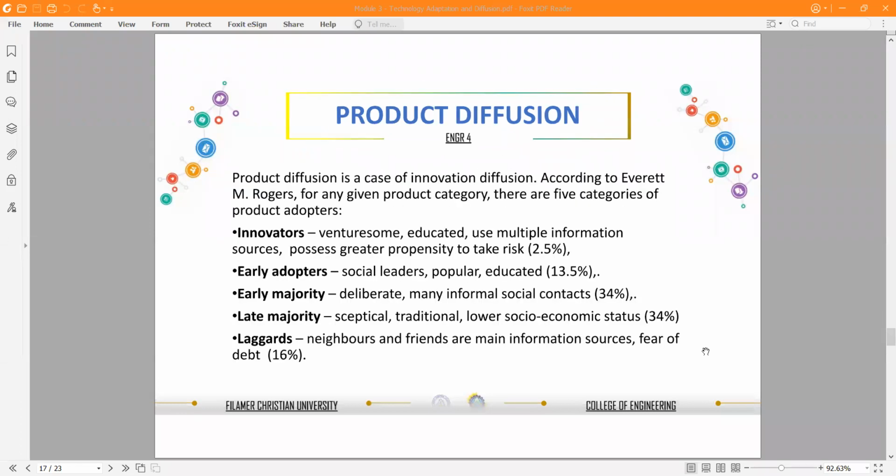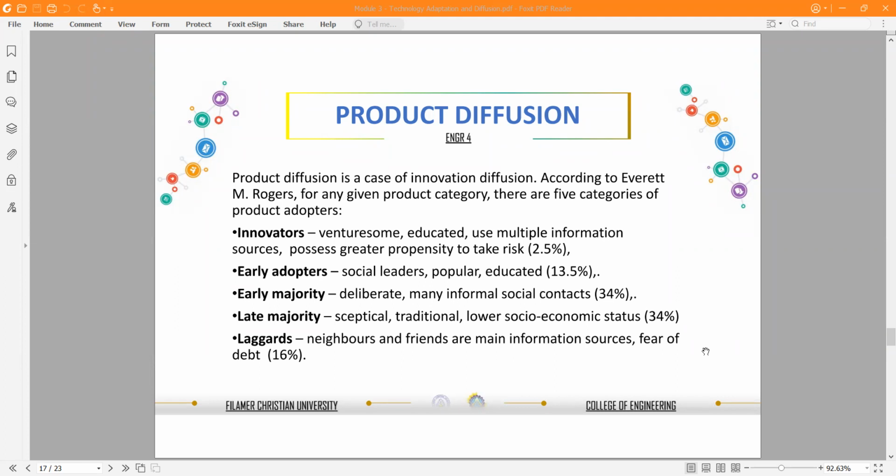So product diffusion is a case of innovation diffusion. Again, according to Everett M. Rogers, for any given product category, there are 5 categories of product adopters. So sino-sino yung mga product adopters na to? So we have here the innovators. So sino yung mga innovators dito? These are the venturesome, educated, and they use multiple information sources. They possess greater propensity to take risks. Okay?